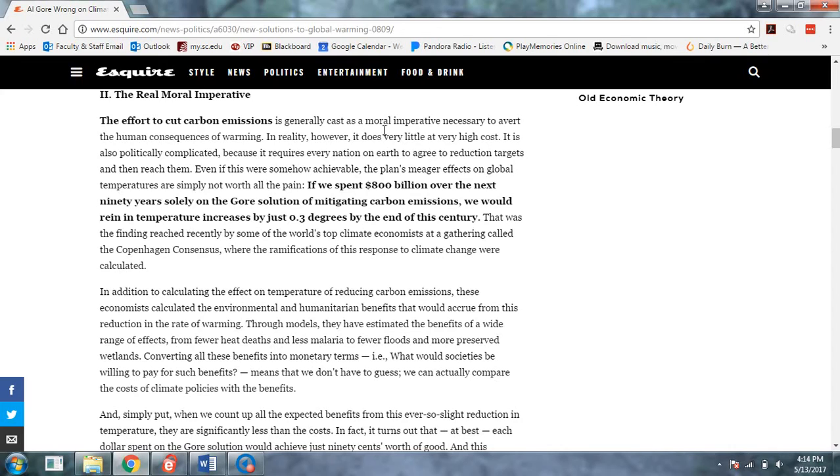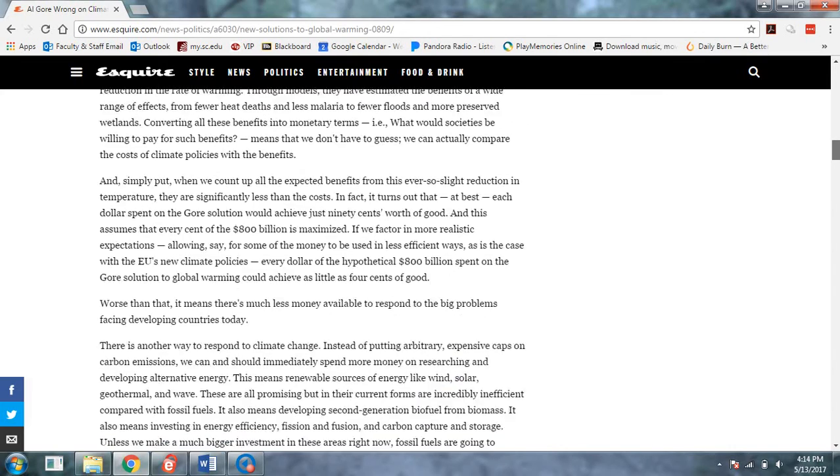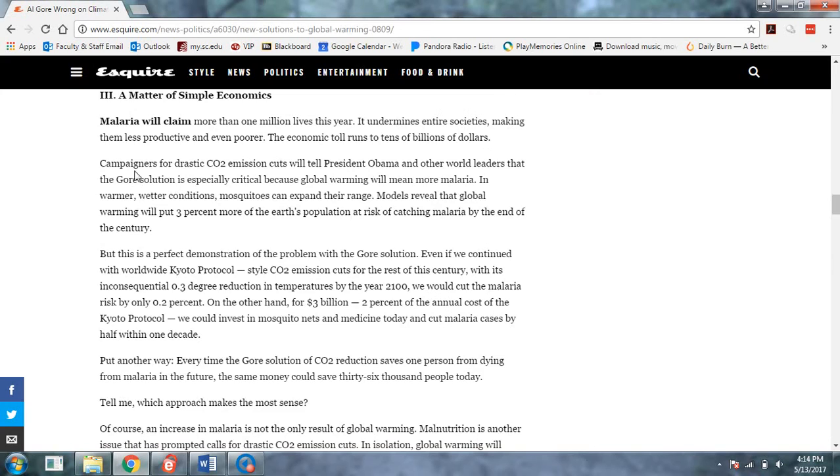So here's an example of him supporting his claims. If we move on down, we can see an example of him addressing a naysayer. He starts talking about malaria, and he says here, campaigners for drastic CO2 emission cuts will tell President Obama and other world leaders that the Gore solution is especially critical because global warming will mean more malaria. In warmer, wetter conditions, mosquitoes can expand their range. Models reveal that global warming will put 3% more of the Earth's population at risk of catching malaria by the end of the century. Now, if you remember our video on voice markers, you can see that all of this is the idea of these campaigners for drastic CO2 emission cuts, these naysayers who disagree with Lomborg.